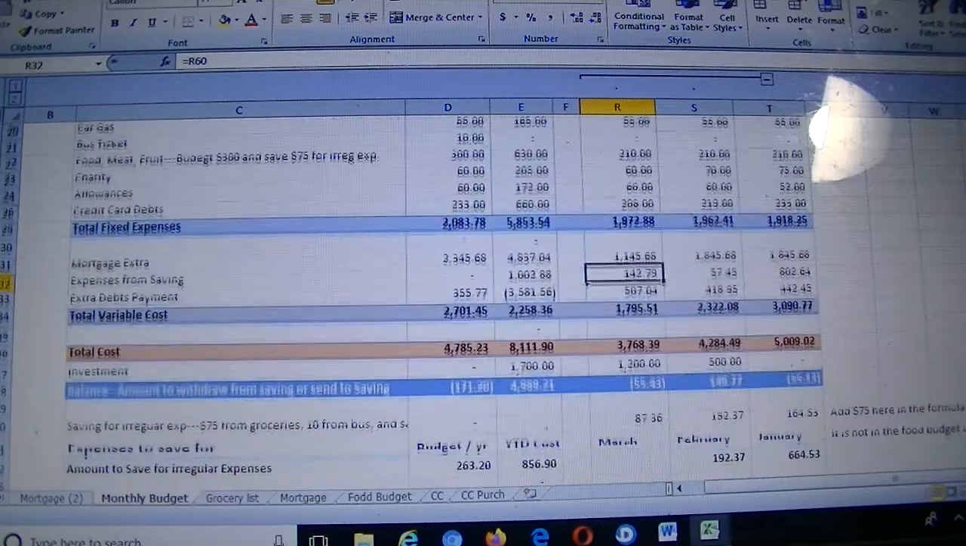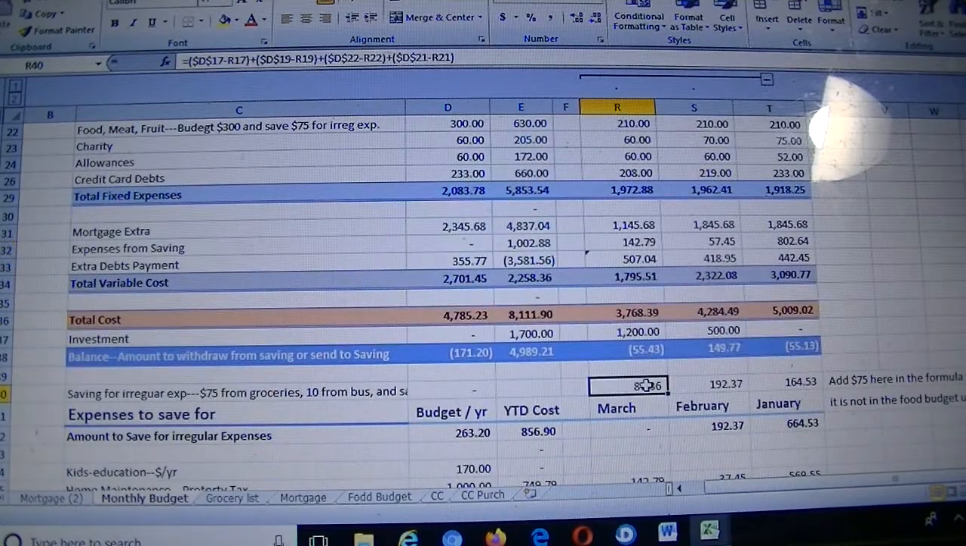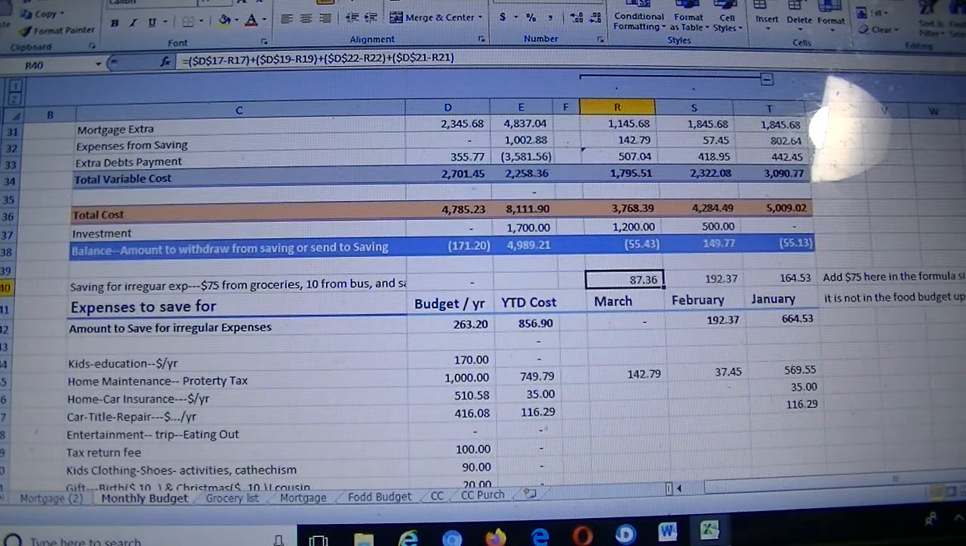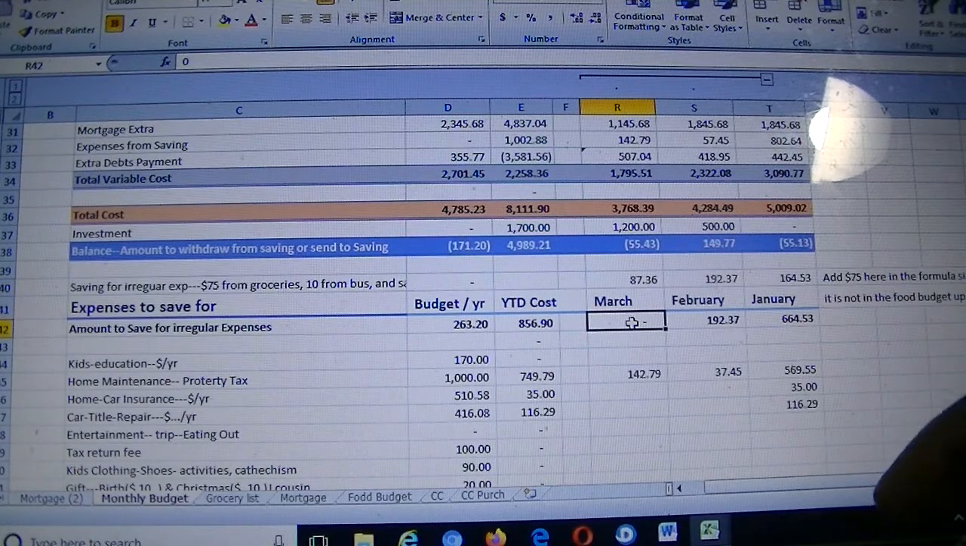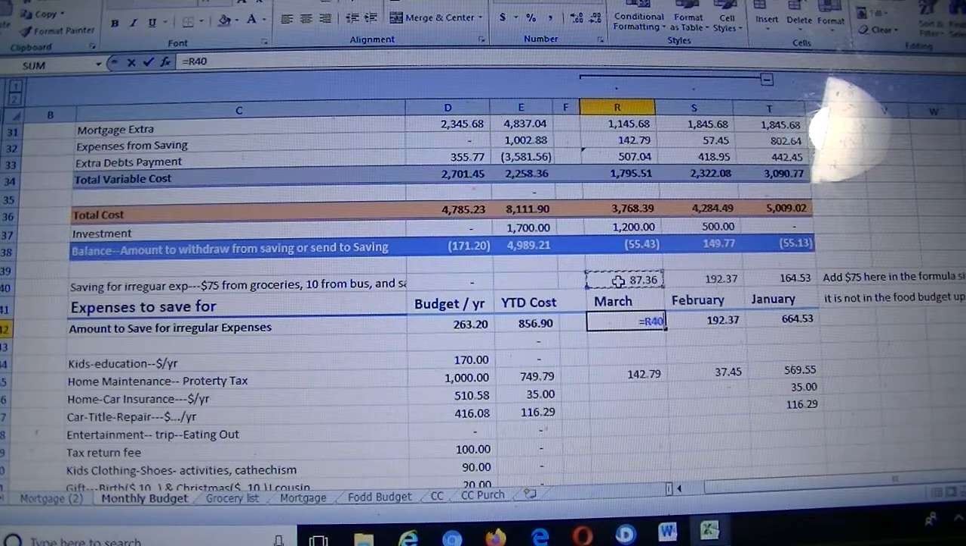And how much so far I think we can save for our irregular expenses is 87.36, and I think I can make this to be that. So now after we pay for water, electricity and gas, we'll know if we save something from that session, and that'll go here as well.